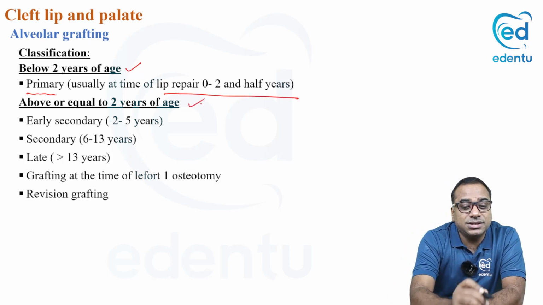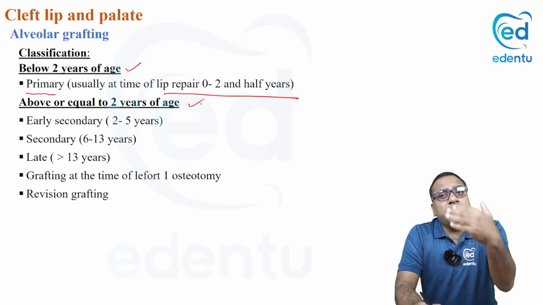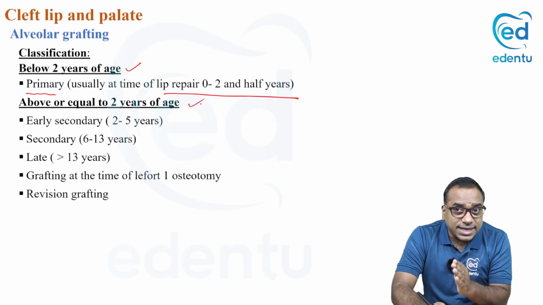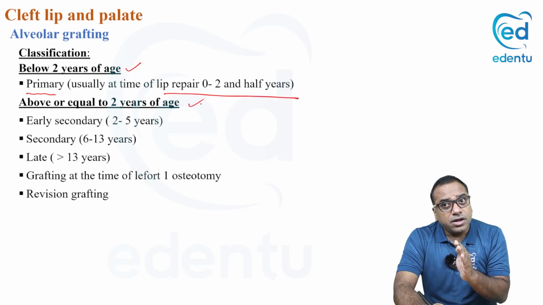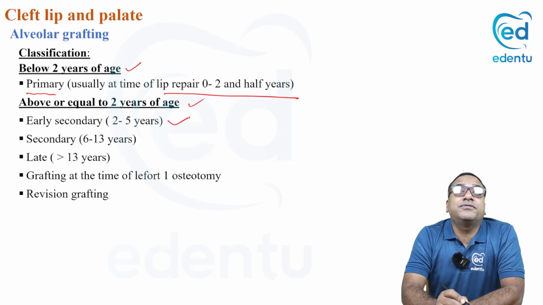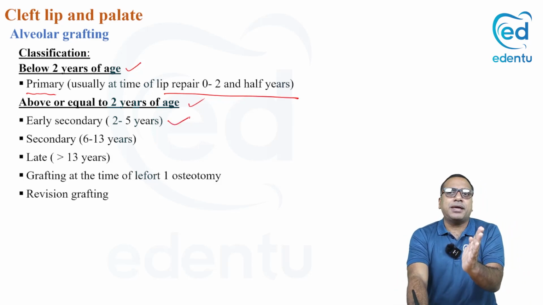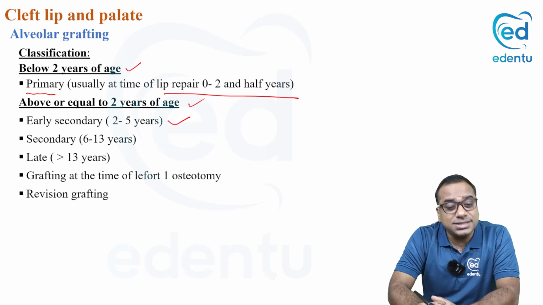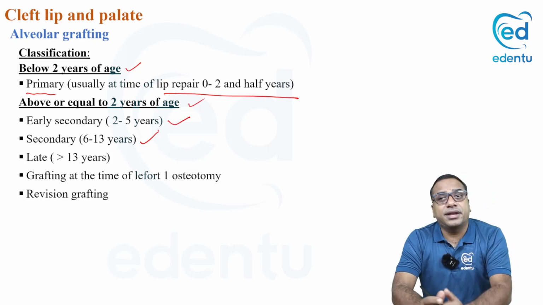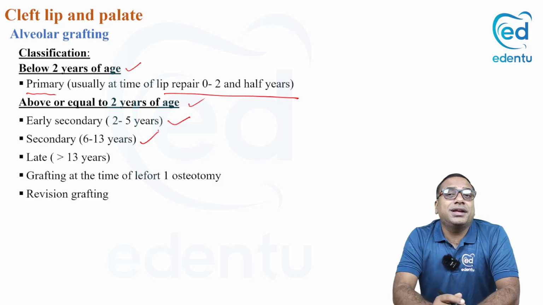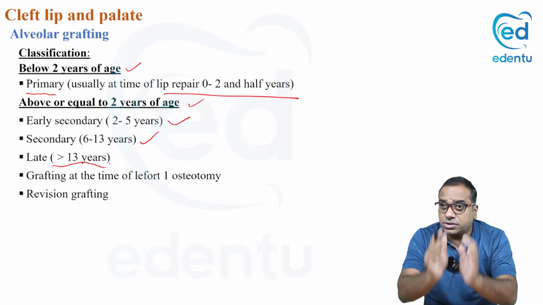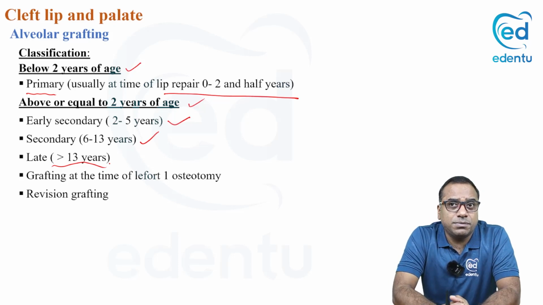After 2 years, I told this is secondary. So this secondary is again given at various stages. Secondary is again subclassified into early secondary, secondary, and late secondary. Early secondary is 2 to 5 years, because below 2 years is primary alveolar grafting. 6 to 13 years is called secondary grafting, and bone grafting done after the age of 13 years is called late alveolar grafting. So many MCQs can be generated from this concept.